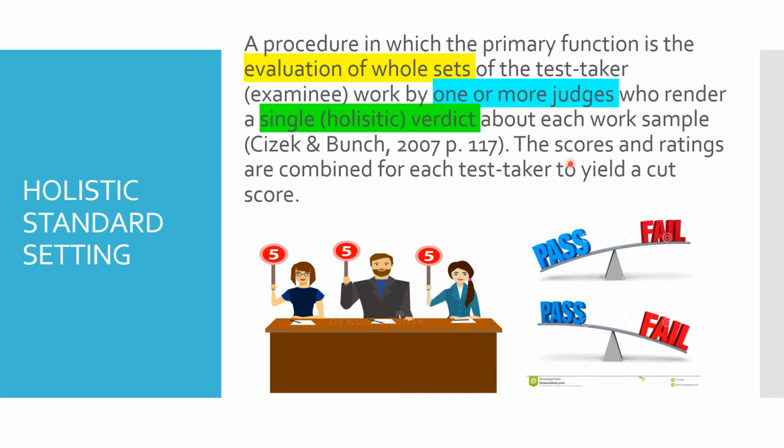This is from Cizek and Bunch. So the scores and ratings are combined for each test taker to yield a cut score, or you can have one or more cut scores. The judgments take the form of a rating, and this rating could be dichotomous, in terms of pass, fail, and so on, or it could be ordinal, such as basic, proficient, advanced.